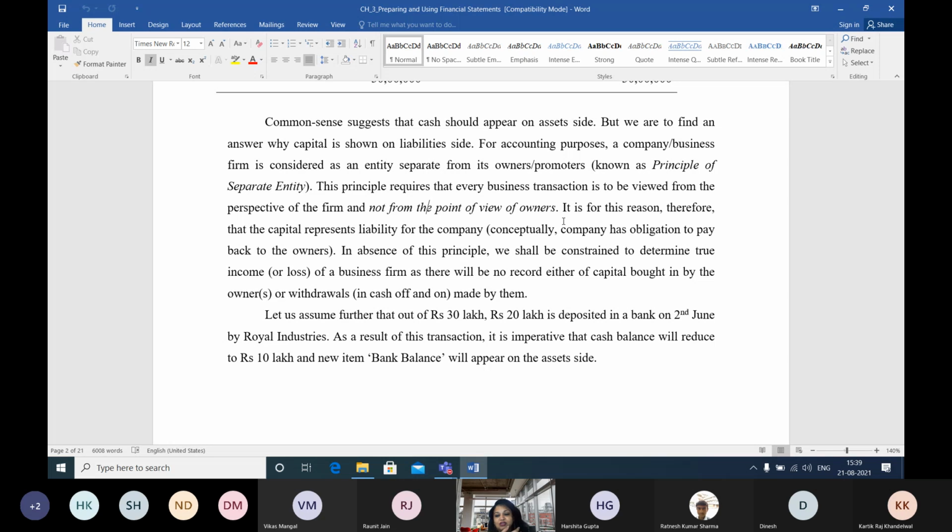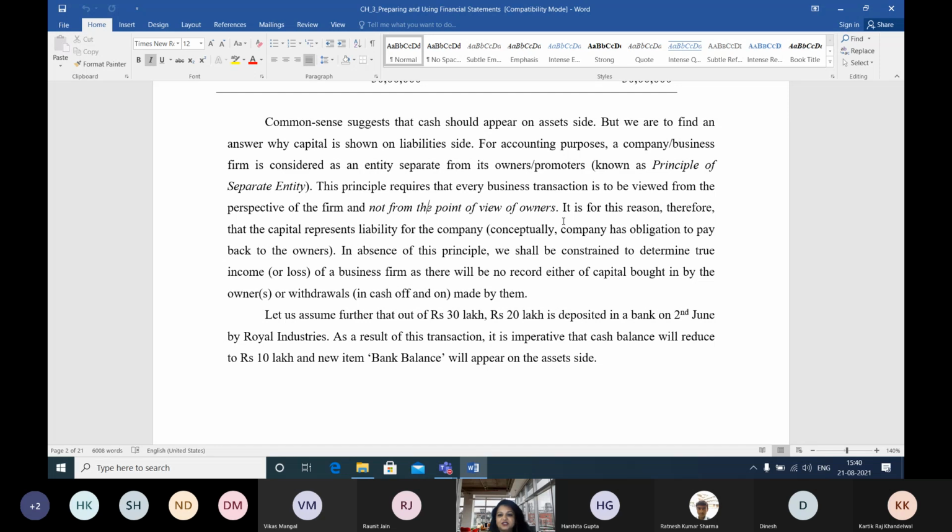So the accounts are always made with the company in mind. The company is making these accounts. The owners are not making these accounts. It is for this reason, therefore, that the capital represents liability for the company. Conceptually, the company has the obligation to pay back to the owners. भाई owners ने invest किया है company में. The company will owe this money back to the owners.